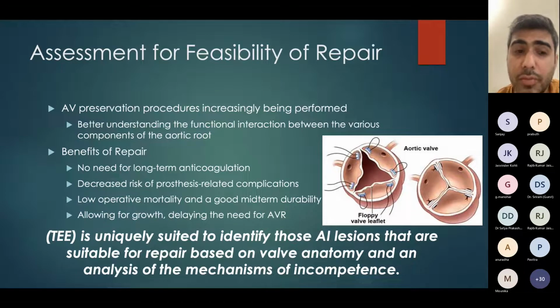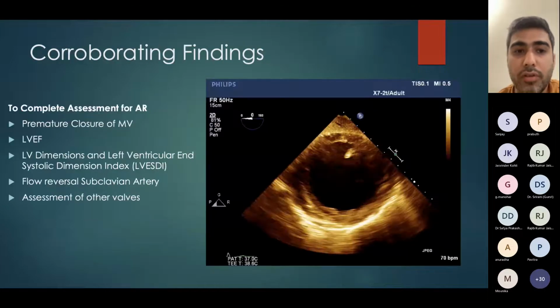Assessment of feasibility of repair is important because aortic valve preservation procedures are increasingly being performed. There is a better understanding of the functional interaction of various components of the aortic root. Benefits of repair include no long-term anticoagulation, decreased risk of prosthesis-related complications, low operative mortality, and allowing for growth. TEE is uniquely suited to identify those aortic regurgitation lesions that are suitable for repair based on valve anatomy and the analysis of mechanisms of incompetence.